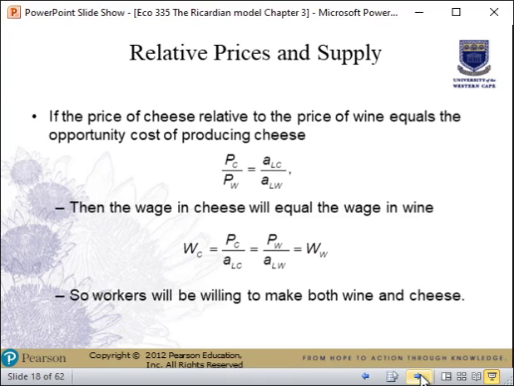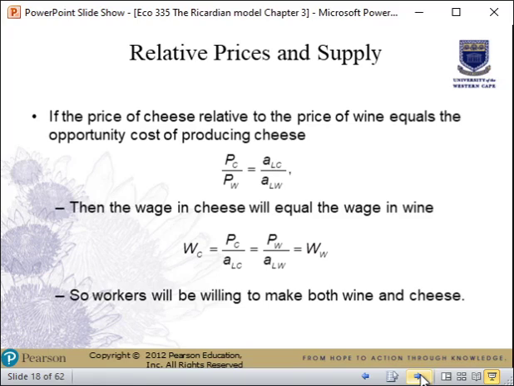In conclusion, we can relate the relationship between prices and production as follows: the economy will specialize in the production of cheese if the relative price of cheese exceeds its cost in terms of wine, or alternatively, the economy will specialize in wine production if the relative price of cheese is less than its opportunity cost in terms of wine.